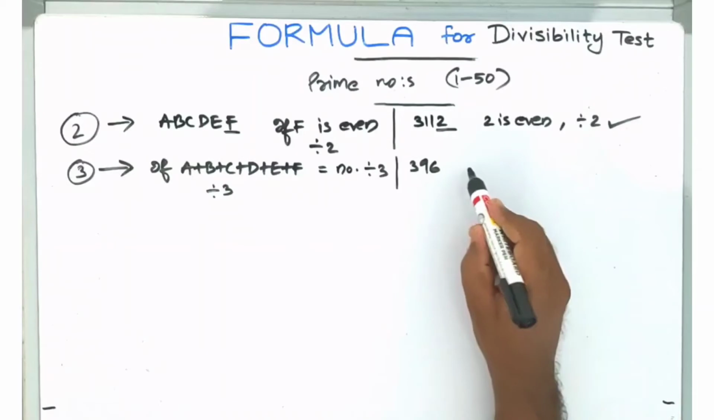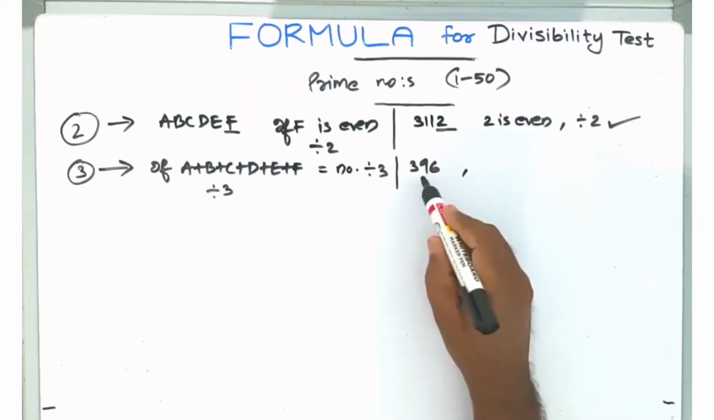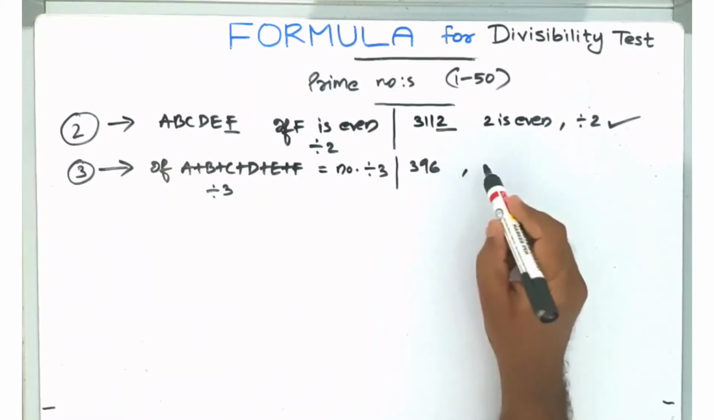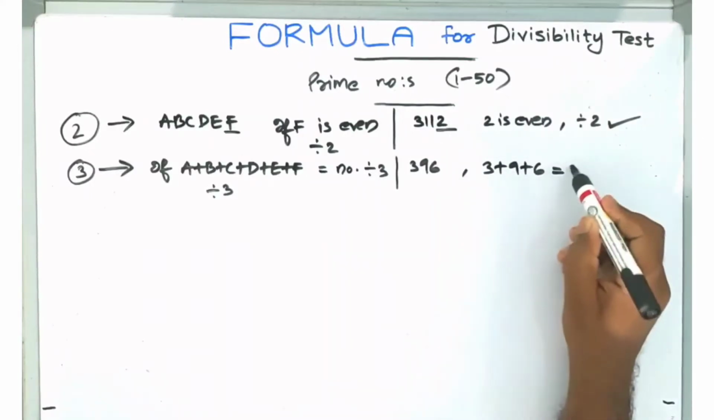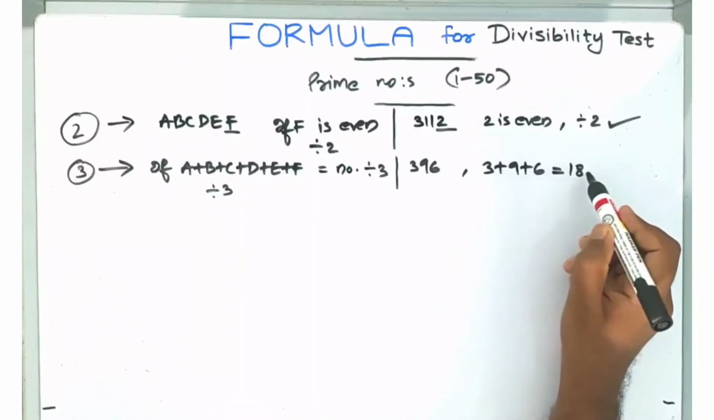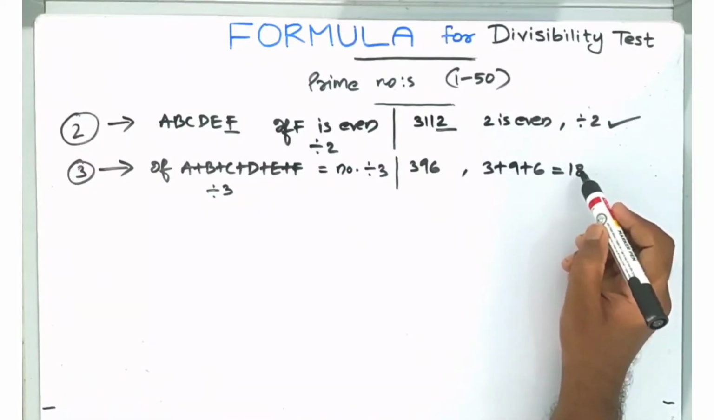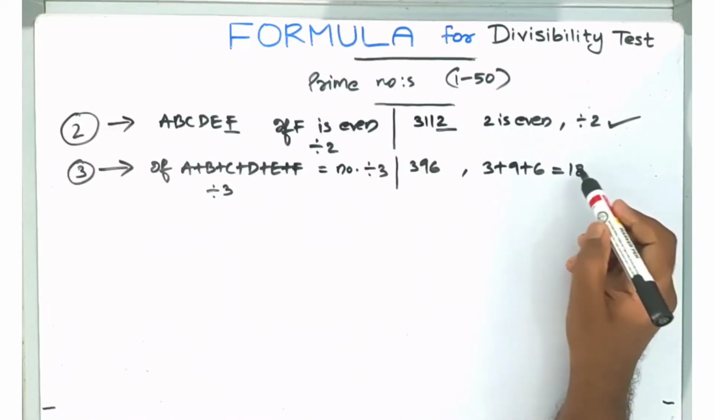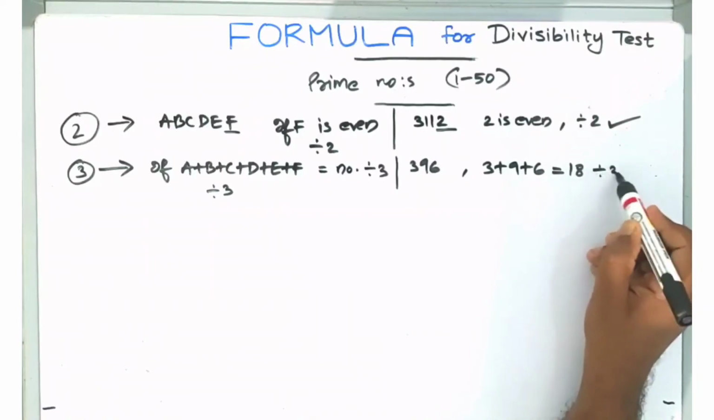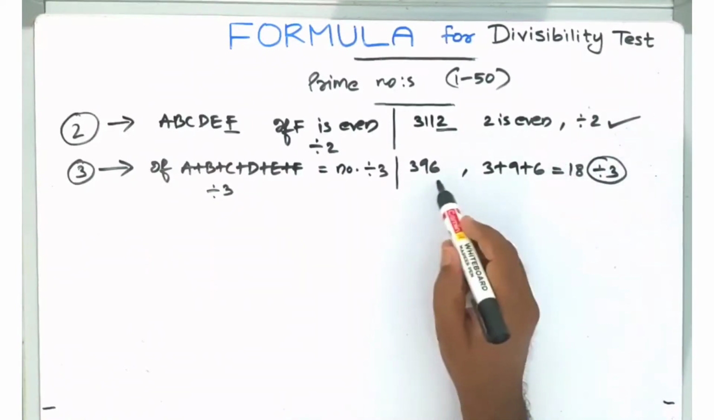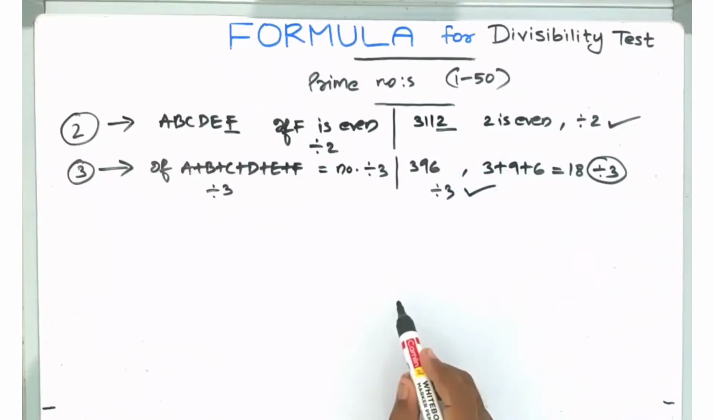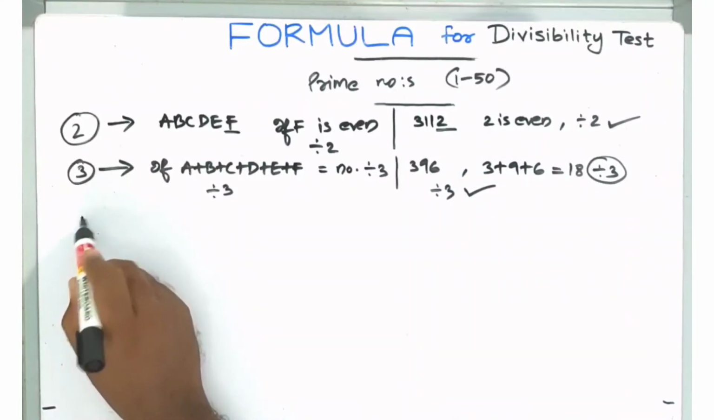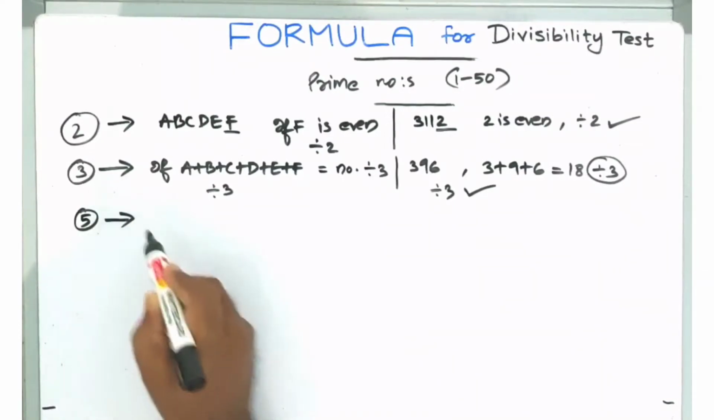In this number, we have to check whether this number is divisible by 3 or not. The sum of the digits of the number will be 18. 3 plus 9 plus 6 is equal to 18. We all know that 18 is a multiple of 3, or 18 is divisible by 3. So 396 will be divisible by 3. Got it? Then the next prime number is 5.